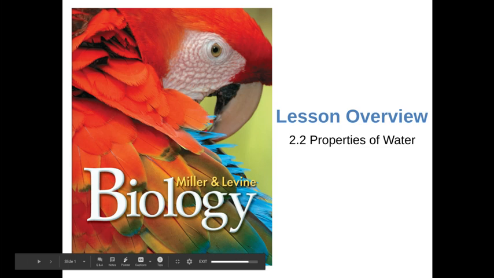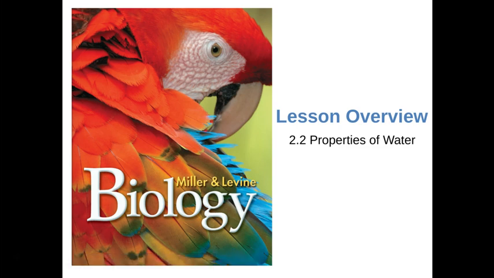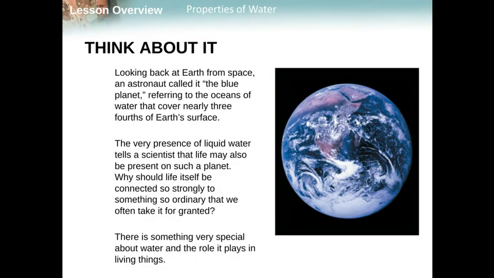Okay, guys, today we're going to be going through our second lesson of Chapter 2, Properties of Water. So, something to think about. When we travel to outer space and we look at the Earth from space, they said it was a blue, so to say, planet, referring to the oceans that cover nearly three-quarters of the Earth's surface. Now, with all this being said, there's something very special about water and the role it plays in living things. What we cover in this lesson is very important to having a basic understanding of chemistry, which we will use in our next two units, ecology and the cell.